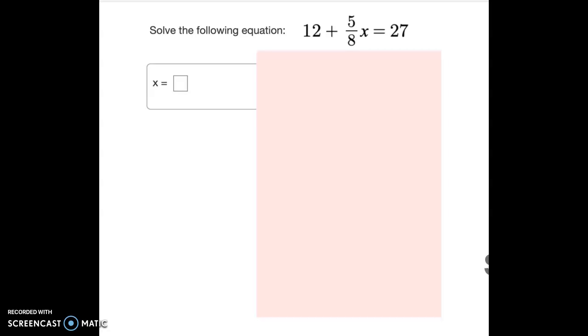All right, this says solve the following equation. Then we have our equation here: 12 plus 5 over 8x equals 27.